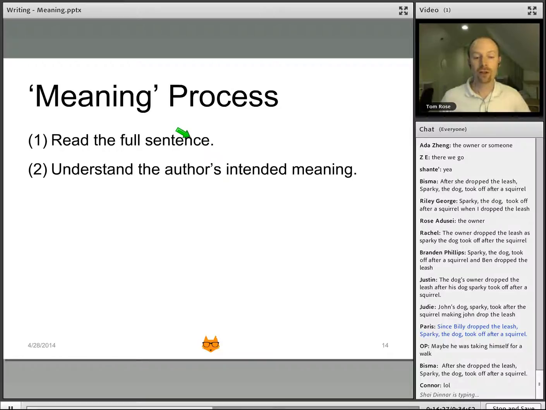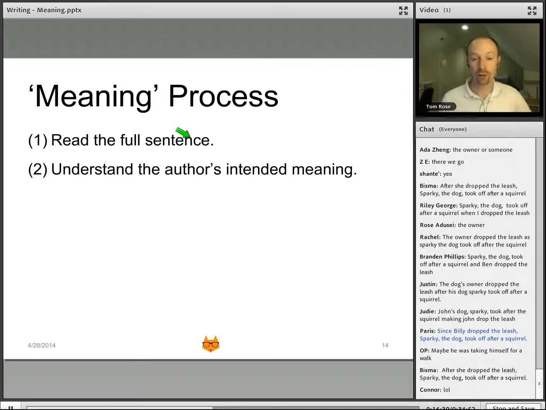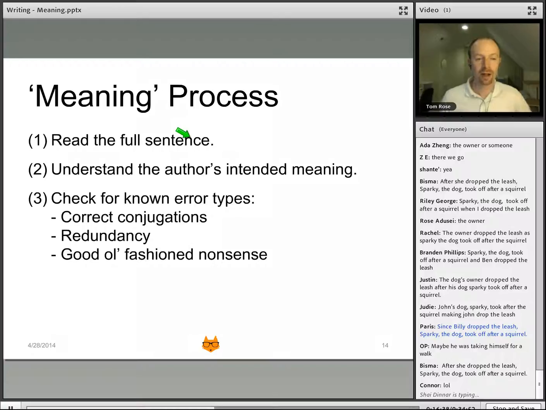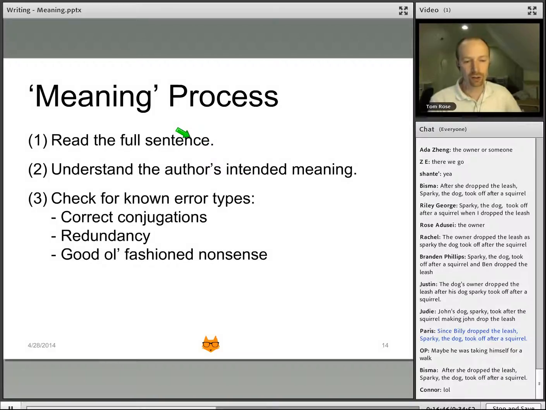And this is something that you should put into your process for all questions, not just for ones that you know to be meaning questions. But I would always do this. So understand the author's intended meaning. And then lastly, check for known error types within meaning. So for example, you want to look for correct conjunctions, redundancy, and good old-fashioned nonsense.